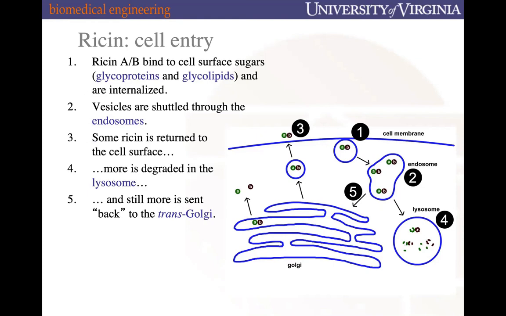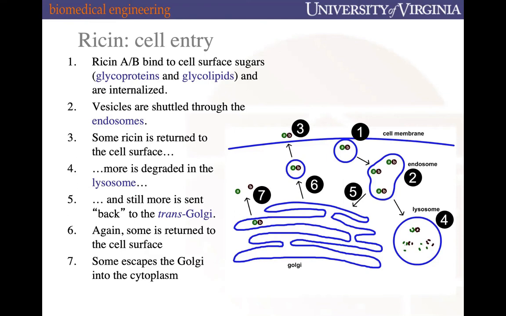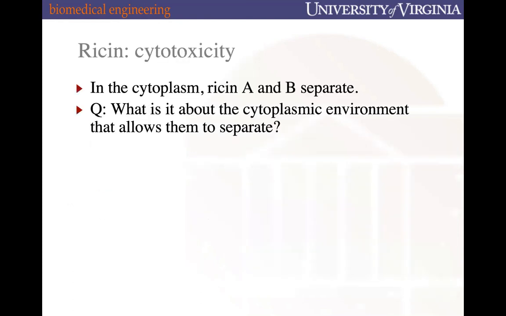But what ends up happening is that once it makes it to the Golgi, some will get shuttled back in the normal cascade or pathway of things being shuttled from the Golgi out. There will be some that escape the Golgi into the cytoplasm, where it is no longer an oxidizing environment, but rather a reducing environment. So this will now break that disulfide bond, and now you will have free ricin A in your cytoplasm, which is now able to carry out its cytotoxic function. Again, as I mentioned, what is it about the cytoplasmic environment that allows them to separate? It's the reducing environment that breaks that disulfide bond and allows them to now be ricin A and ricin B subunits that are separated.